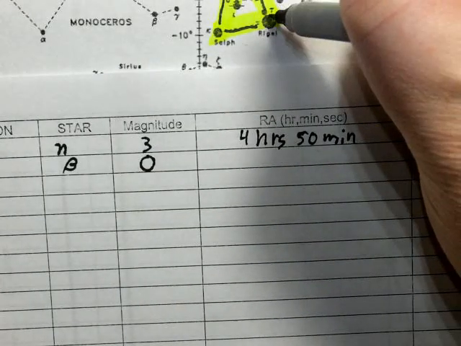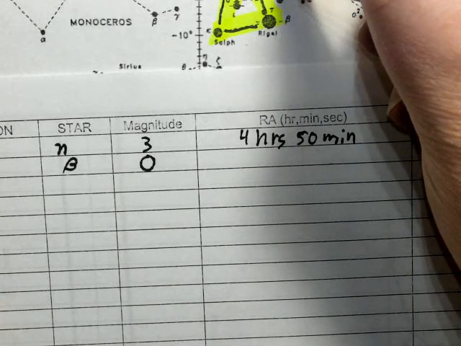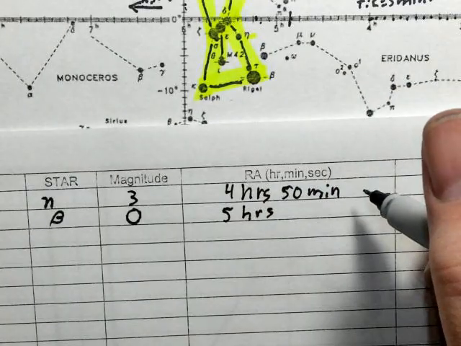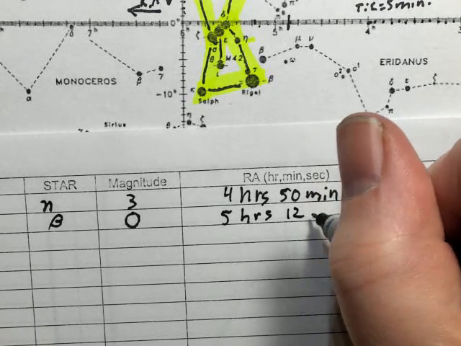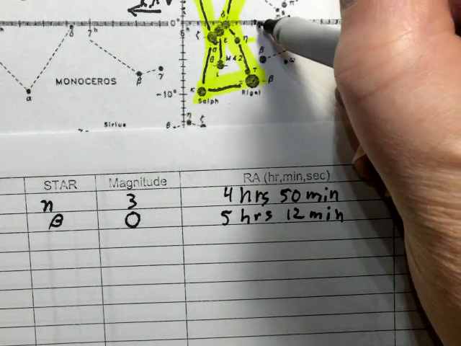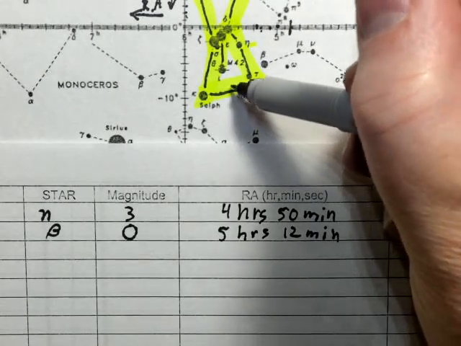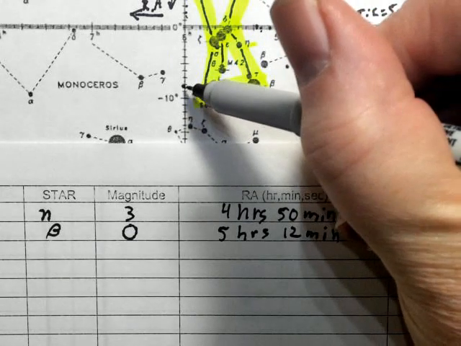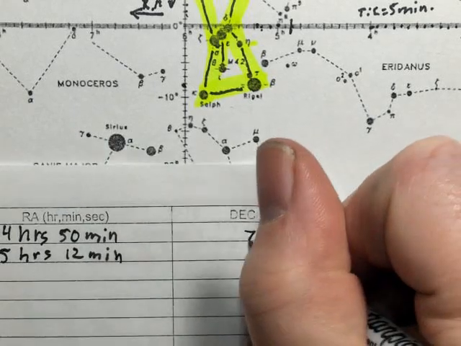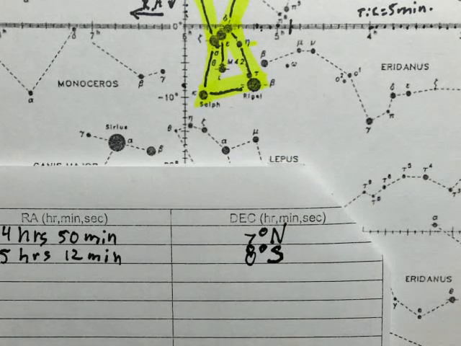It's 5 hours, and it looks like about there. So 5 hours, 5, 10, maybe 12 minutes. Oh, I lost my track there. So if I tracked it up here, 5 hours, 5 minutes, 10 minutes, and a little past. And declination, I look over here, and it looks to be about 5, 6, 7, 8 degrees. Now notice they've got negative numbers. That just means that it's south of the equator.